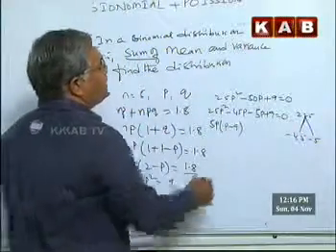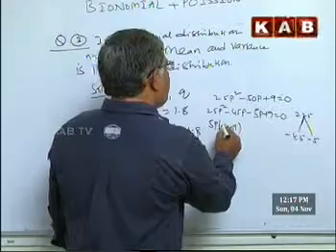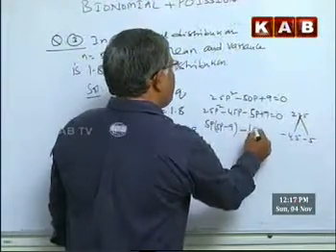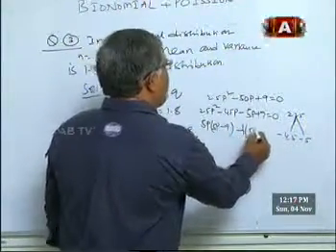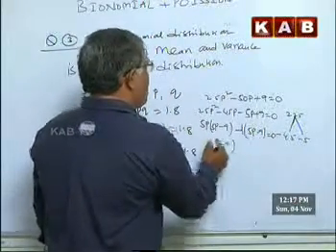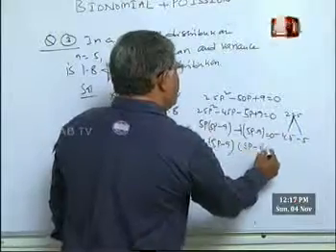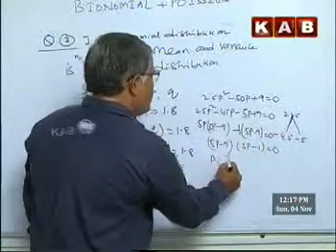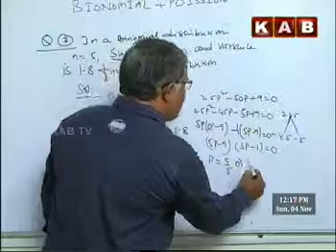P minus 9, 5p minus 9, common, minus 1, common. 5p minus 9 is equal to 0. Again, 5p minus 1 is equal to 0. P is equal to either 9 by 5 or 1 by 5.